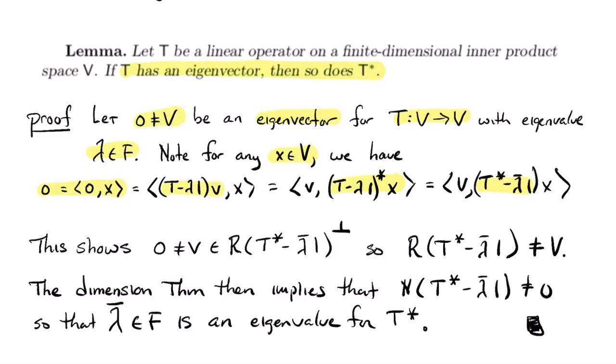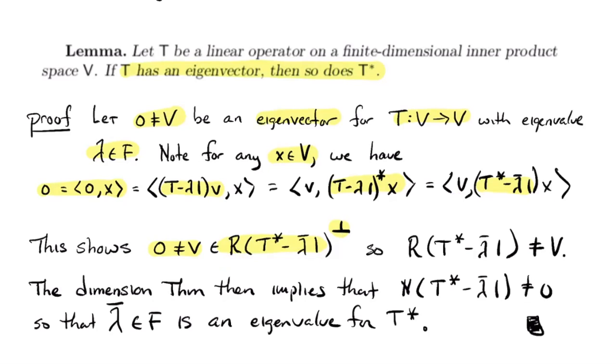All right. So what does that show? That shows that for every x, (T star minus lambda bar times I) of x is orthogonal to the vector v. Okay, so that shows that v, this non-zero vector, is in the perpendicular space to the range of that operator T star minus lambda bar times I. Because this x ranges over all vectors in V, this thing that I'm underlining will range over the range. v is orthogonal to everything in that range. That's what it means to be in the perp space.